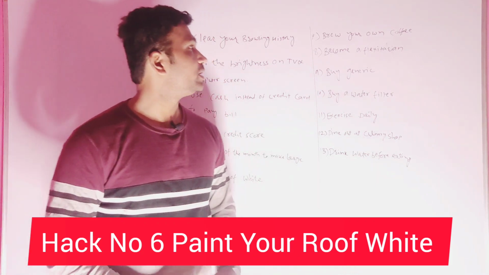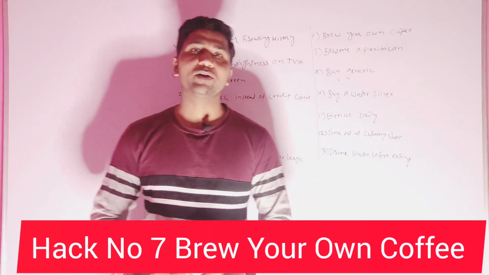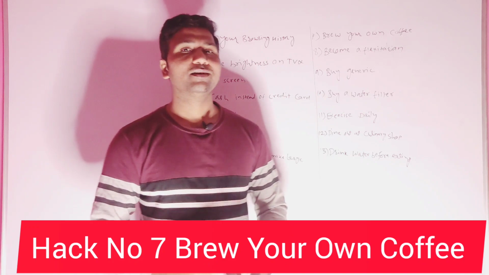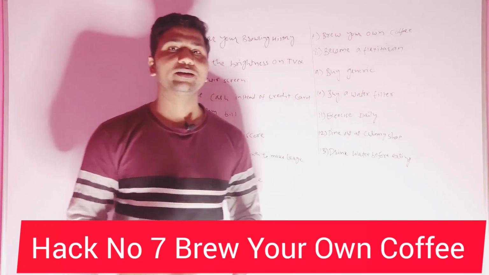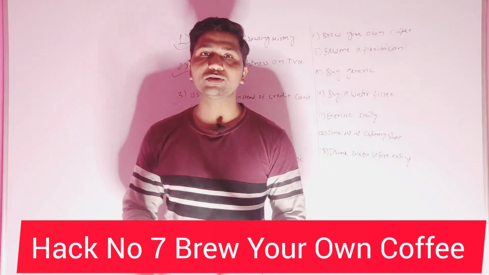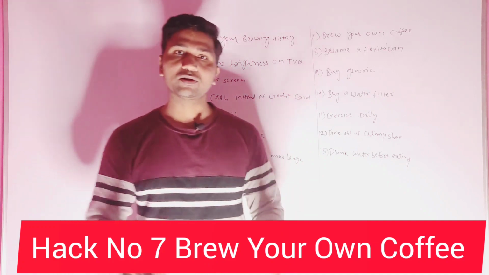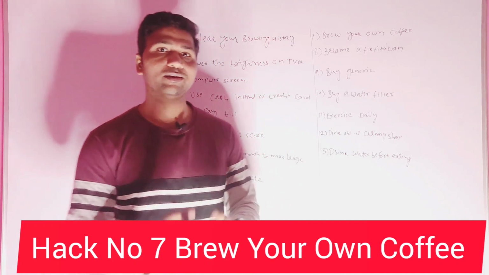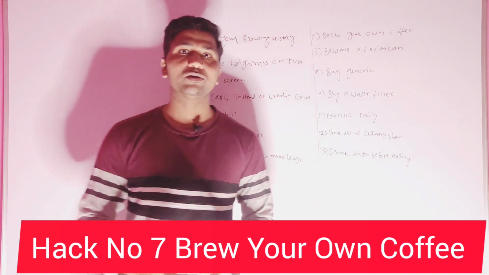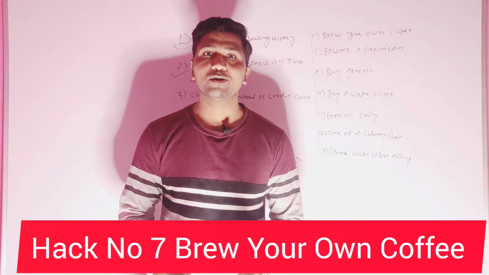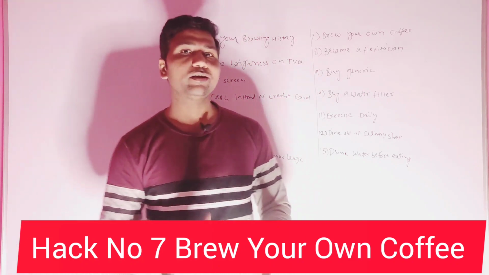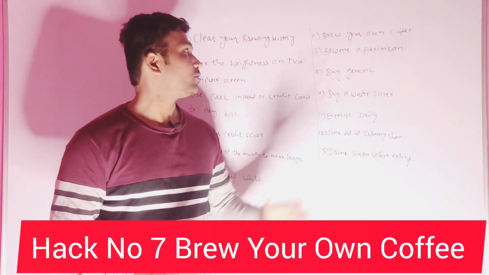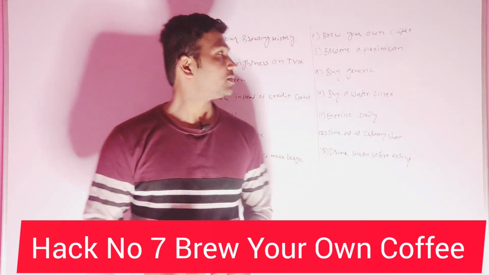Then hack number 7: brew your own coffee. If you have the habit of drinking coffee, you probably go to fancy coffee shops, hang out for a moment and drink coffee. But every cup of coffee costs you at least $3. So in order to save this $3, you can just brew your coffee at home. You can save at least $0.24 per cup, or probably $1 per cup. So it is a big saving. If you multiply it over a month or year, you can save a lot. So try to brew coffee in your own house.